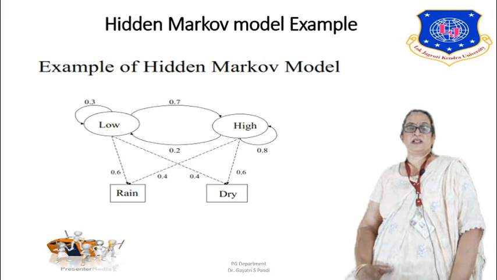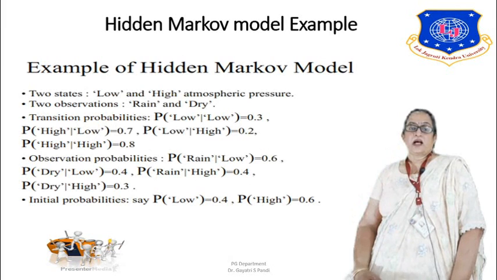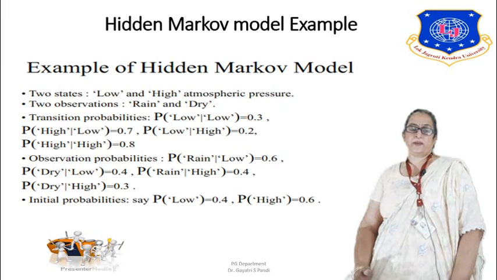So various other probabilities are defined for the given hidden Markov model. Now, this is basically where the various states are defined. As I was telling you, you have two states here, low and high atmospheric pressure, and two observations, that is, there could be rain or it could be dry.